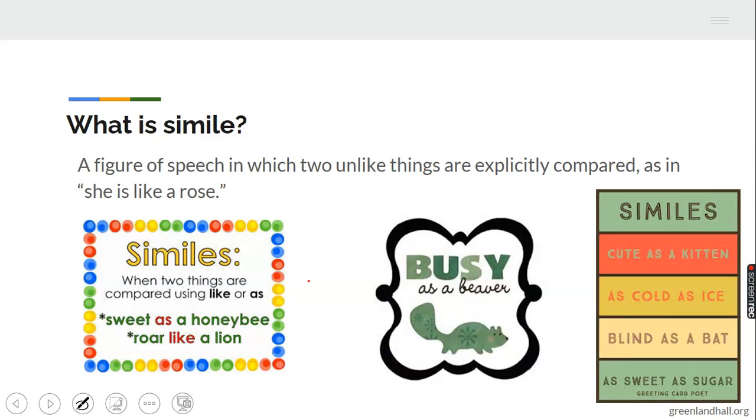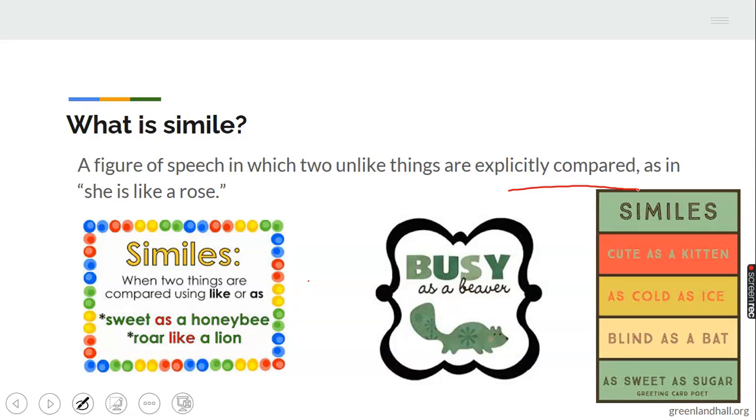A simile is a figure of speech in which two things or two unlike things or two things which are not alike are explicitly compared. That is, they are compared in a way that makes them look alike. Is that okay? So we are going to be seeing some examples.